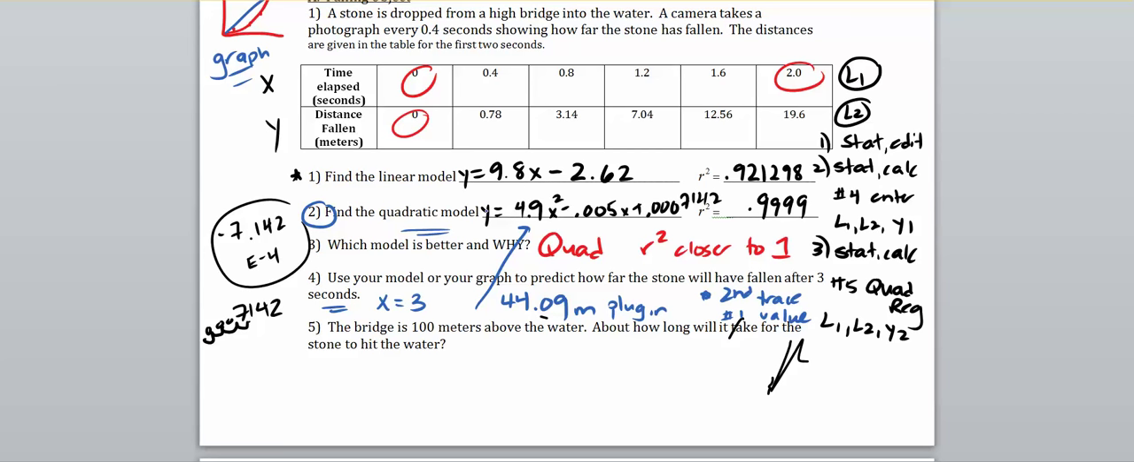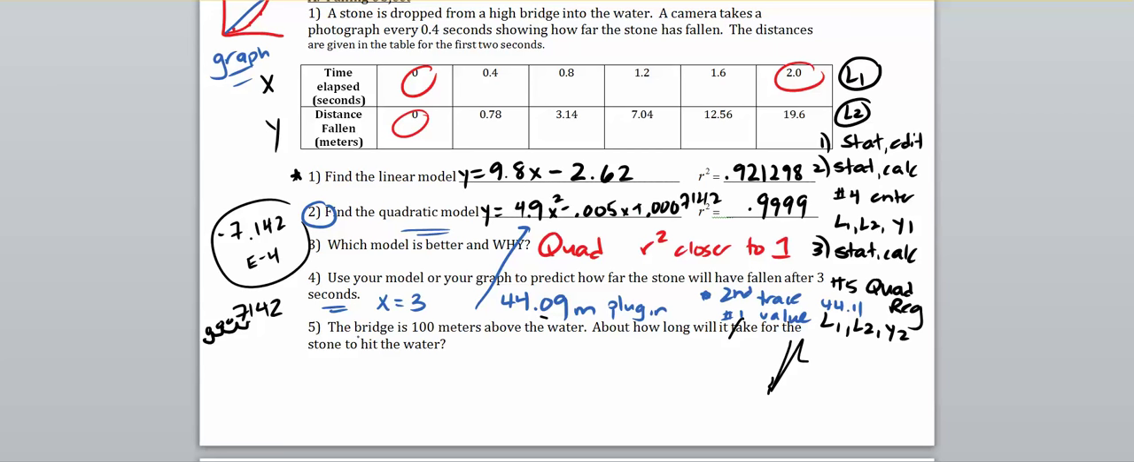Then I need to do second trace value x is 3. And I get 44.11. So on the calculator, I got 44.11. By hand, I got 44.09. So that's a great estimate. So I would really prefer you guys to just take your model and plug in.